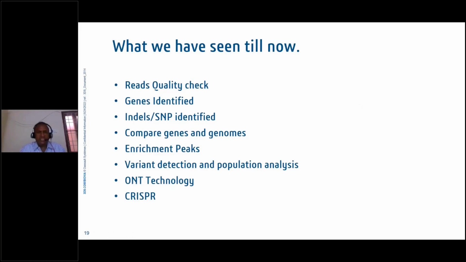So what we have seen till now is that we can do the quality check of the reads. We can identify genes. We can identify SNPs. We can identify SNPs within genes. We can extract the insertions and deletions, and correlate the SNPs with dbSNP or ClinVar. You can compare genes and genomes. You saw in the variant part of it where you use Cuffcompare, Cuffmerge, and all of that. You can detect enrichment peaks. I did not show you this, but ChIP-seq will allow you to do that. You can do variant detection.